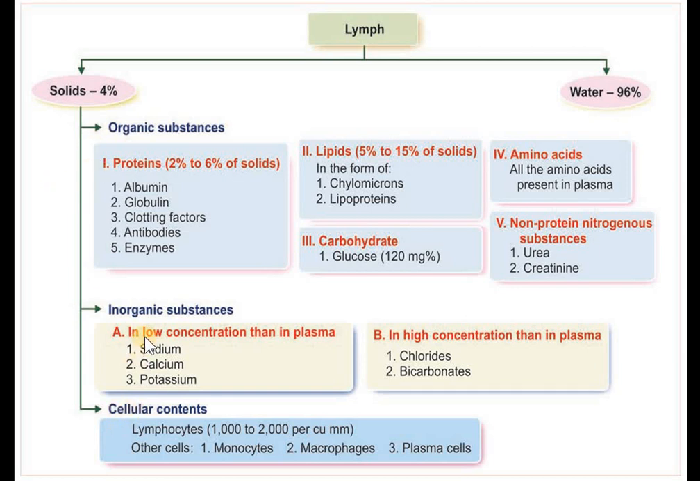Now inorganic component, sodium, calcium, potassium, they will be present in low concentration, and chlorides and bicarbonate will be present in high concentration in the lymph. Okay. Then cellular component means what type of cells are present in the lymph. So lymph will have lymphocytes. It will be around 1000 to 2000 per cubic millimeter. Okay. Then other cells like monocytes, macrophages, and plasma cells are also present in the lymph. So this is the composition of lymph.